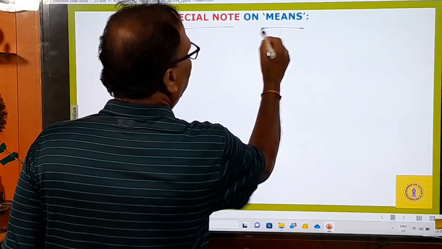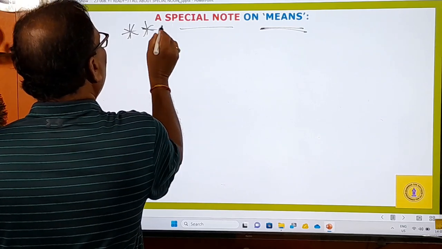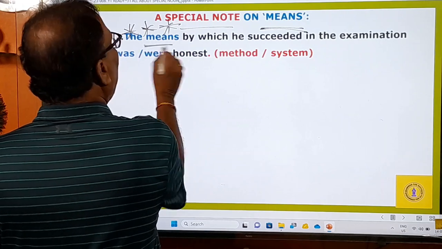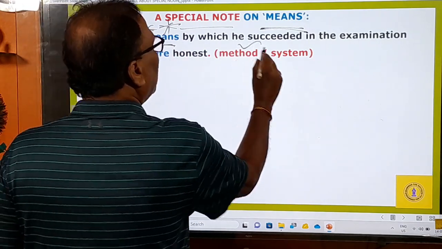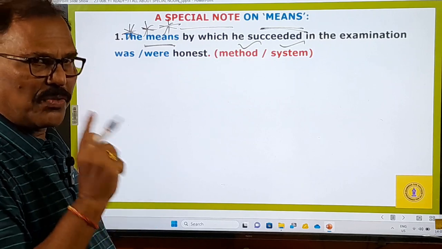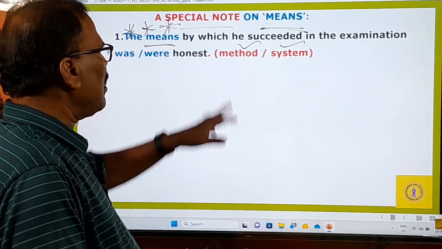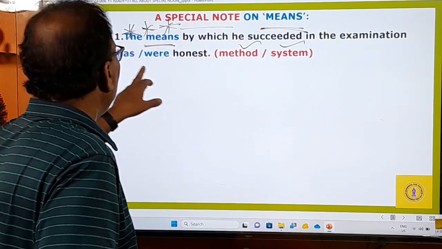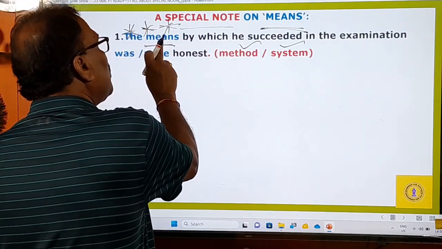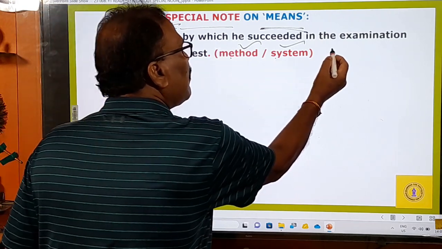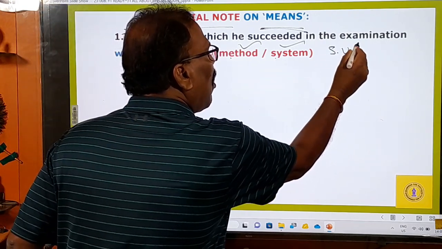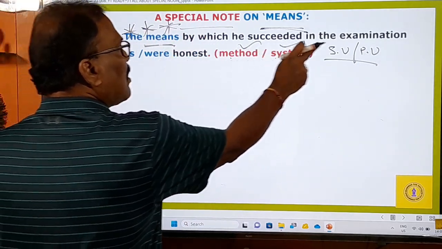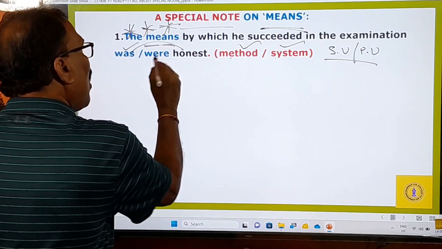And a special note on means. Very important from the examination point of view. Triple star mark, means is there. Means has two meanings. One of them is method or system. The means by which he succeeded in the examination was honest, or were honest also. When it is used in the sense of method or system, it will take either a singular verb or a plural verb. Therefore, the example is, the means by which he succeeded in the examination was honest or were honest also.